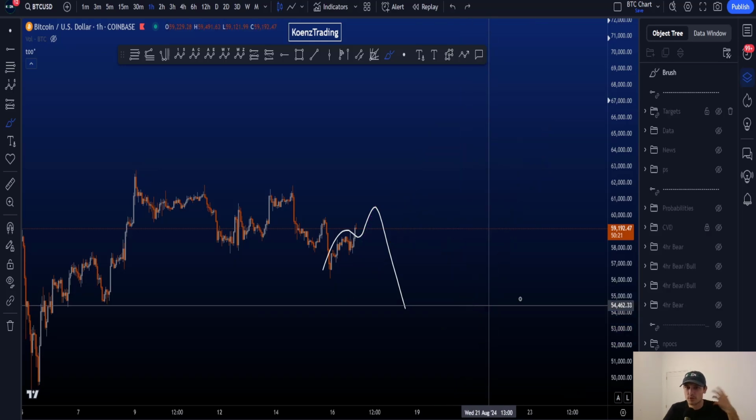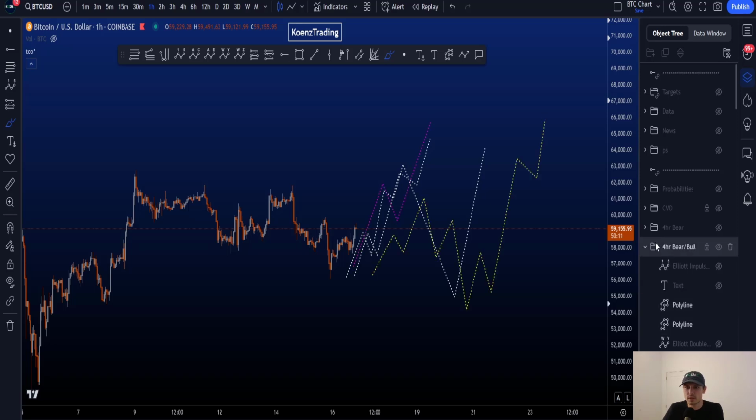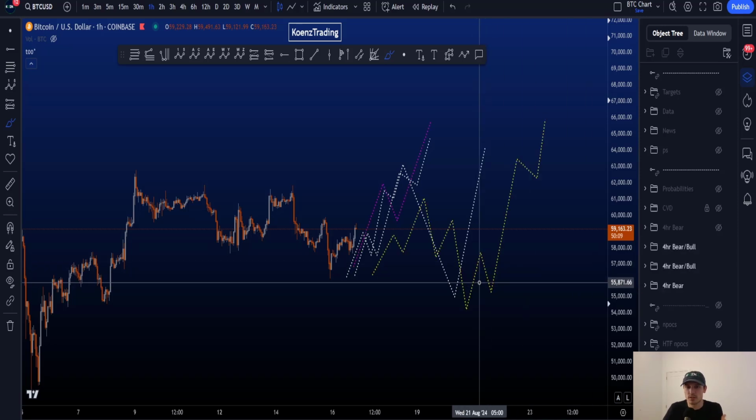So this is something to at least keep in mind. But if I put on all of the polylines together, then you can see the confluence between the different lines and therefore the different scenarios.